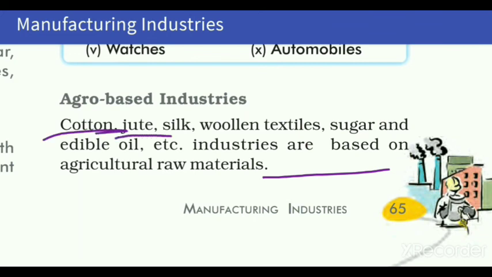cotton, jute, silk, woolen textile, sugar, edible oil. So all these industries are examples of agro-based industries. Why? Because these industries use those products which are produced by farmers. So this is the reason that they are called agro-based industries.